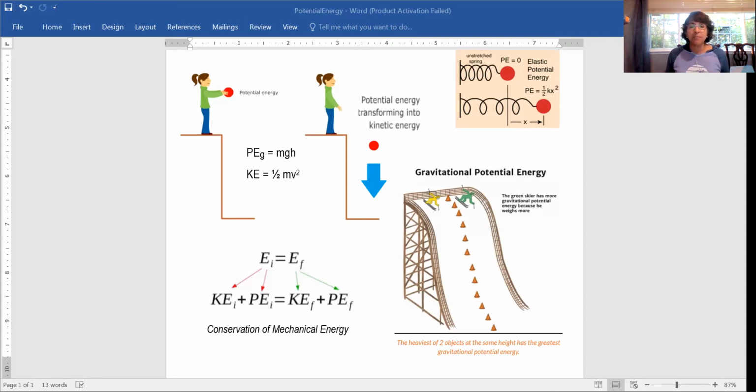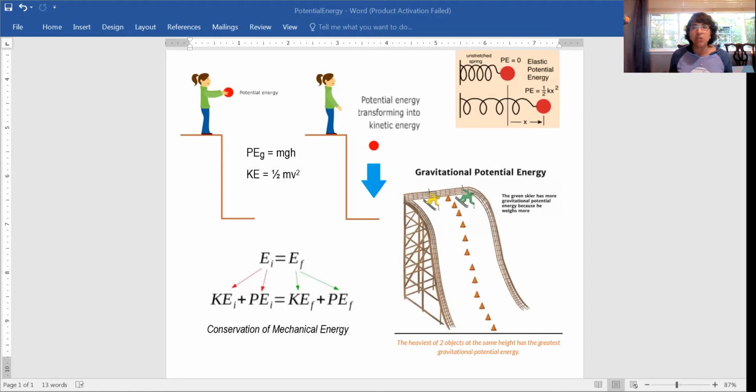Last thing I want to talk about is conservation of mechanical energy. So mechanical energy, now we've been introducing you to kinetic energy when something's moving, and the potential energy, the energy it will have because it's at an elevation or height. So conservation of energy says that the initial energy is equal to the final energy. So the initial energy is its initial kinetic energy plus its initial potential energy, and that's equal to its final kinetic energy plus its final potential energy.